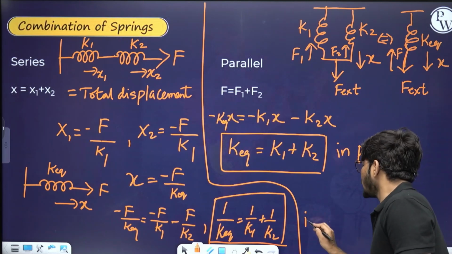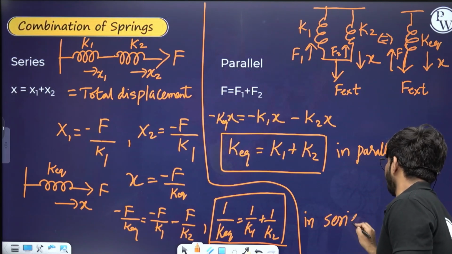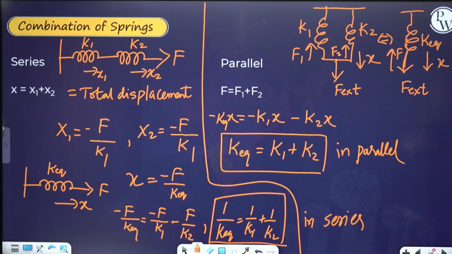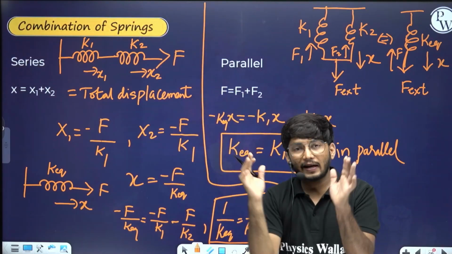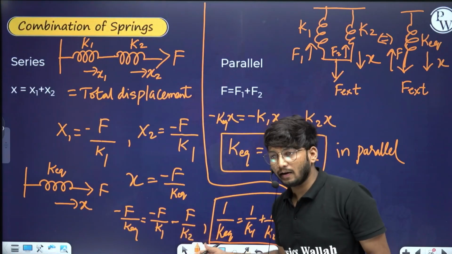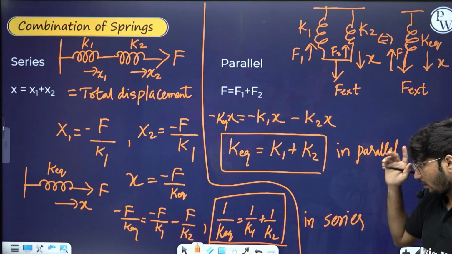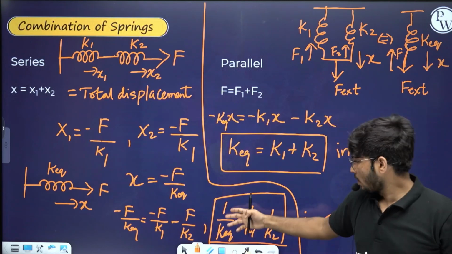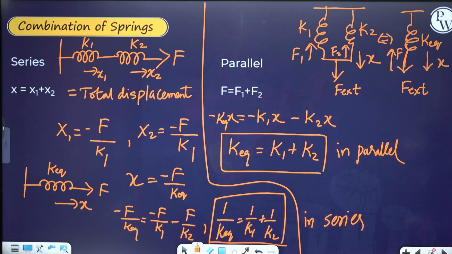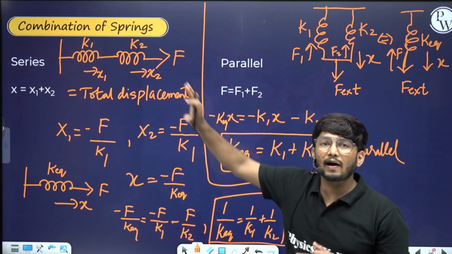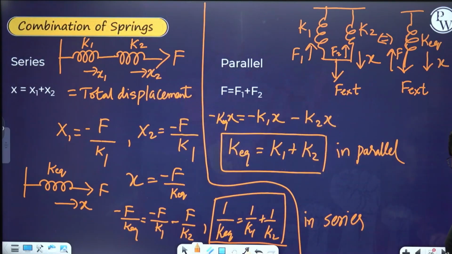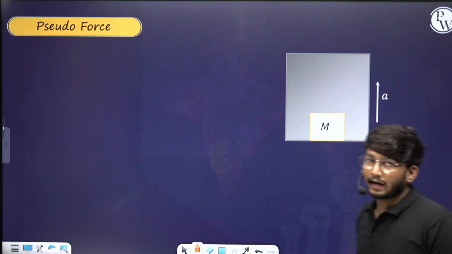and this one is in series. So when two springs K1 and K2 are connected in parallel, we just add the spring constants. When they are connected in series, what do we do? We use this formula to get the equivalent value of the spring constant. This is how we calculate. Okay, so that is clear.